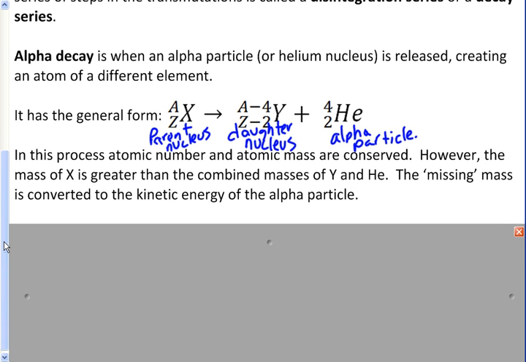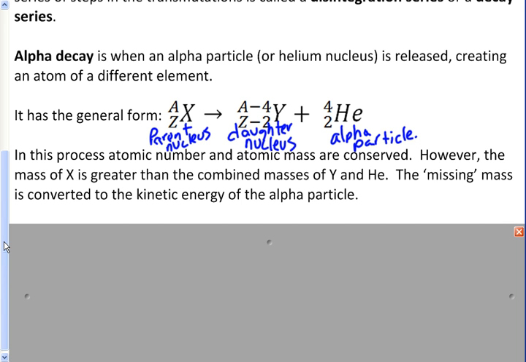Now, in this process, atomic number and atomic mass are conserved. Like I said, the top numbers always have to add up, and the bottom numbers always have to add up. So the top numbers on the right have to add up to the top number on the left, and the bottom numbers on the right have to add up to the bottom number on the left. It's just like in chemistry when you're trying to make sure that there are the same number of hydrogens on the left as there are on the right.